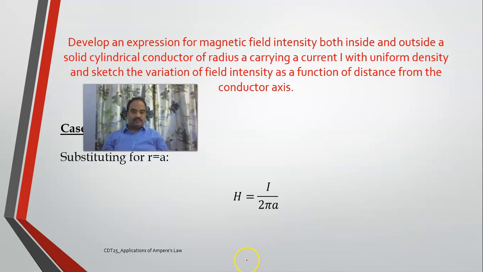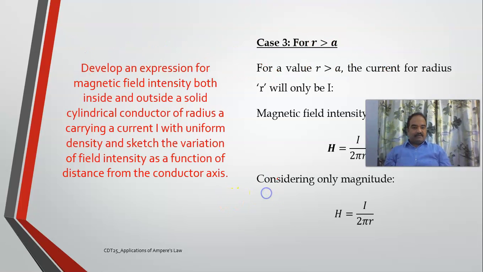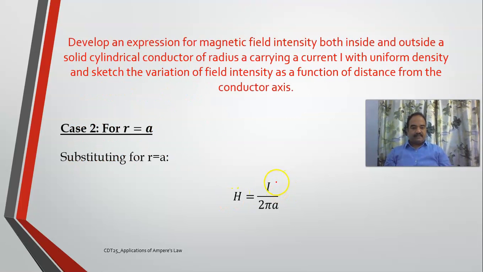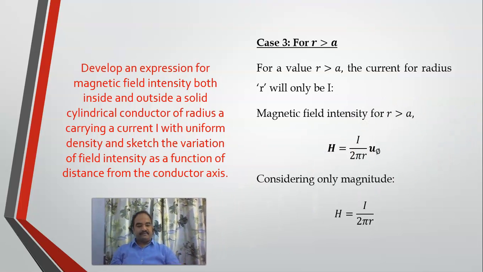Now case 2, what will I be getting here? If R is equal to A, my current is I, so I will take it as I by 2 pi A. So on the surface, this is my field. See, it is independent of R and dependent only on A. In case 3, for R greater than A.